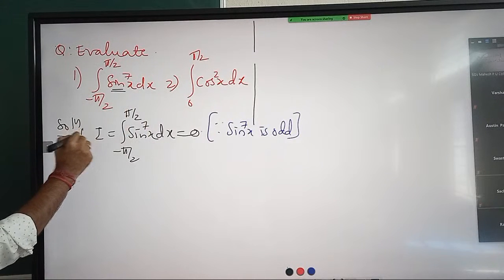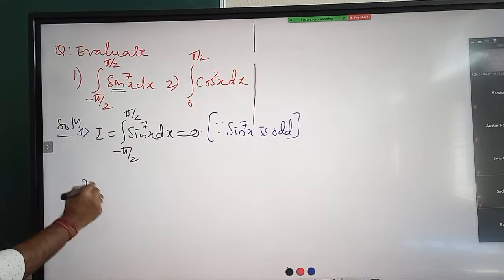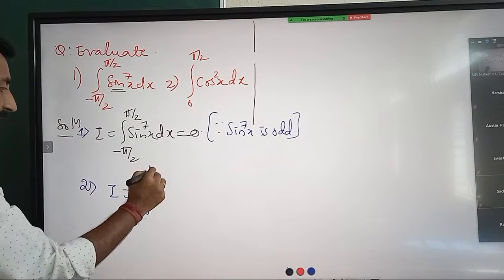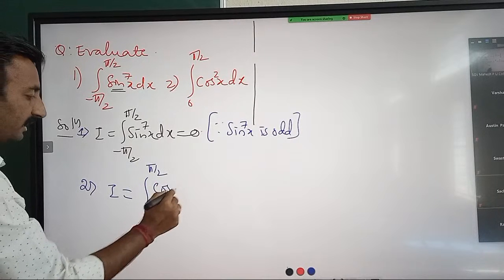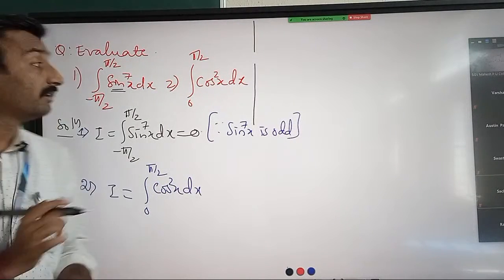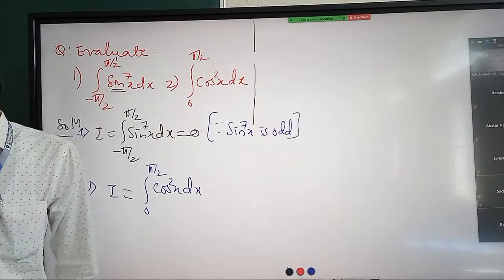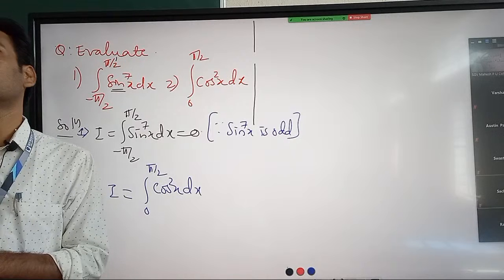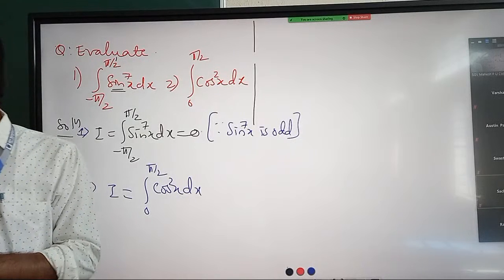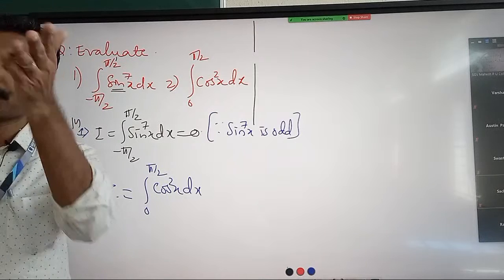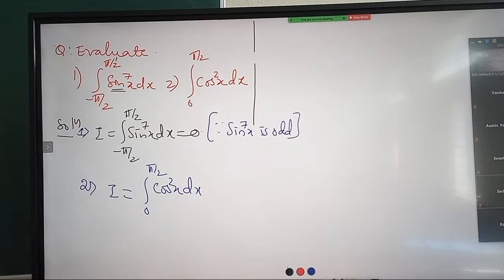Second problem: I equals integration from 0 to pi by 2 of cos square x dx. Even and odd matter only when it is of the minus a to a form, when the limits are minus a to a. Every time don't think, sir, it is even, sir, it is 0, sir, it's odd. Whenever you have the minus a to a form, then only you think about even and odd. Otherwise, there is not much difference.